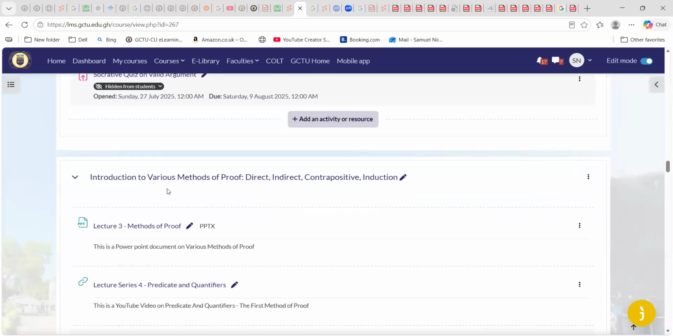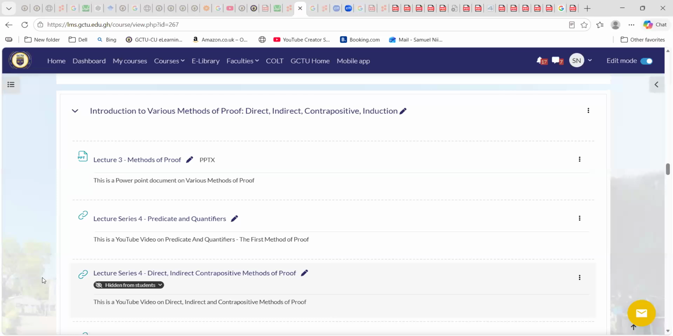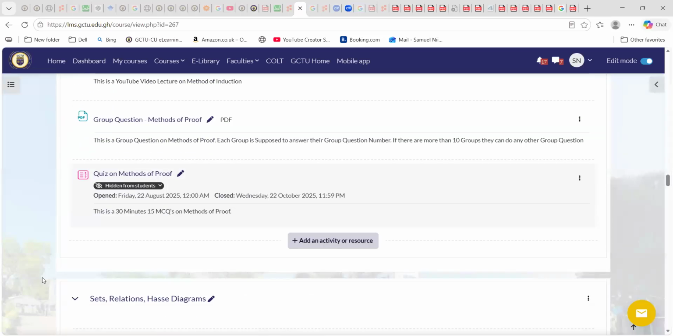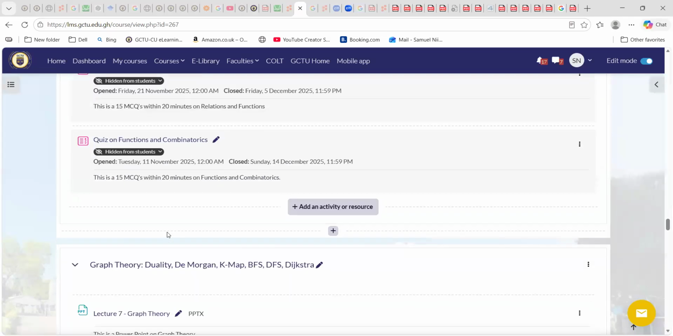So the next one is the method of proof. So I need to show you what we call predicate logic. That should be the next thing. Then after that, we go to set theory, which will bring us the Hasse diagram. So take your time. What I wanted to show you was where the questions are.